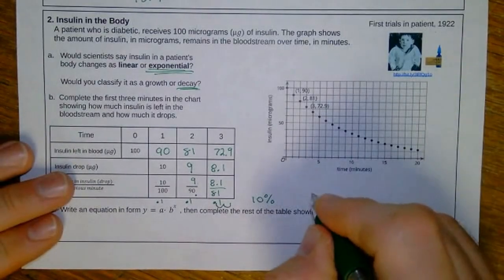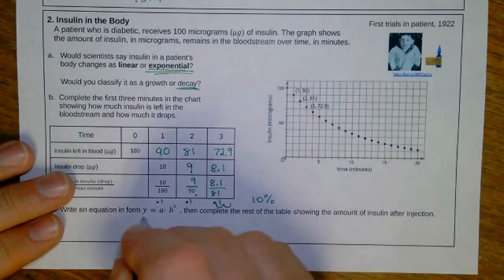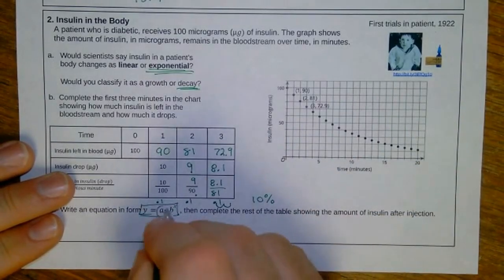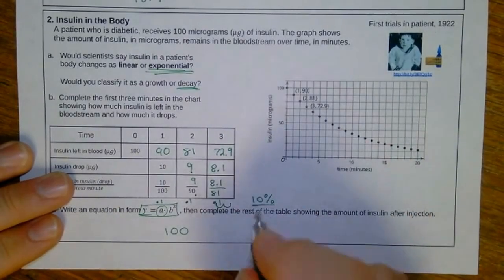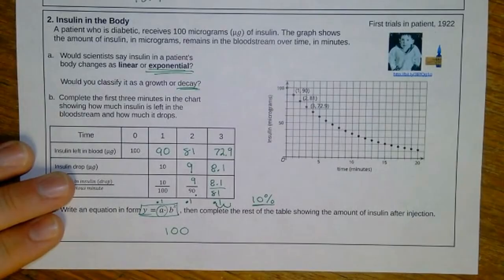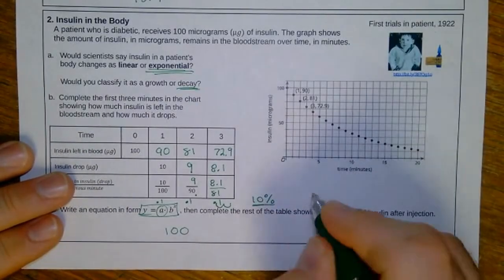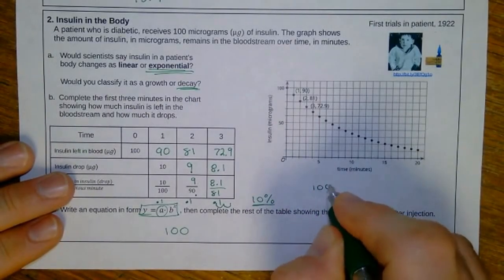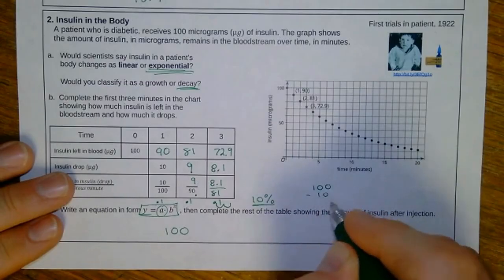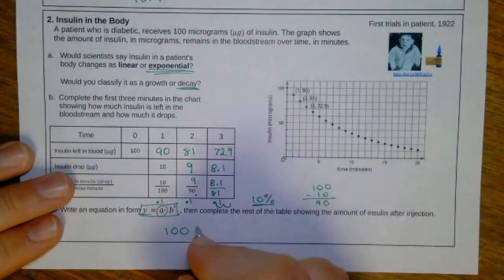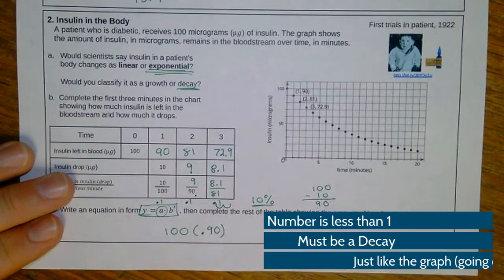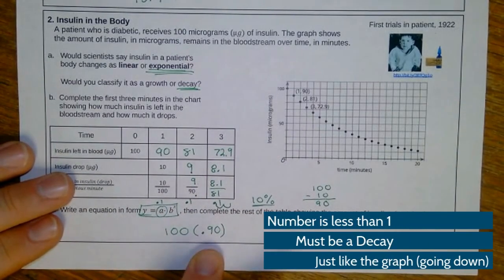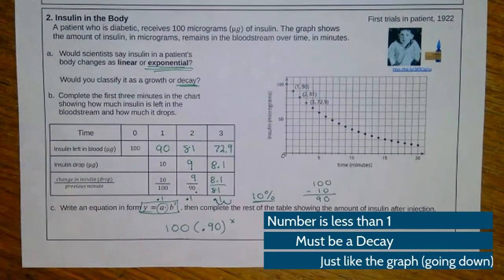So if we were to think about this in terms of an equation, we have an initial amount we know is 100. If we're losing 10% every minute, how much are we holding on to? Think of it like money. If I have 100 and I take away 10, that means I have 90% that's staying every single time. So we're holding 90% of whatever our insulin is. And then we just put this to the power of x.